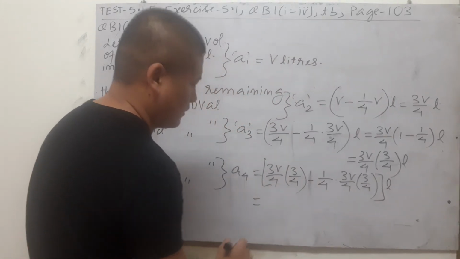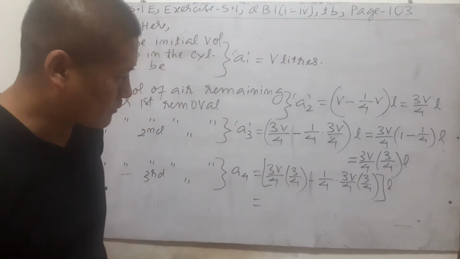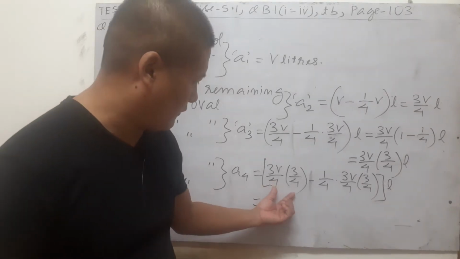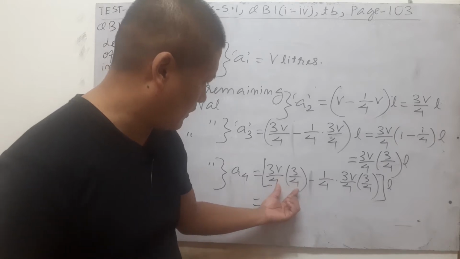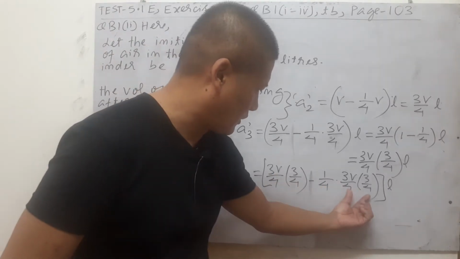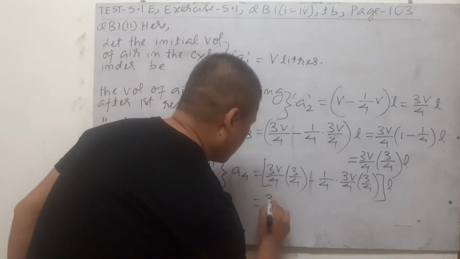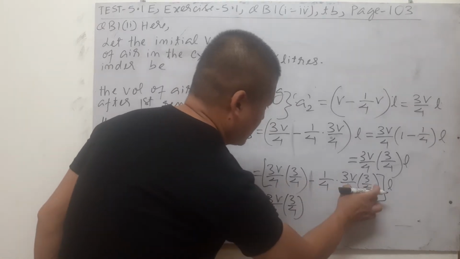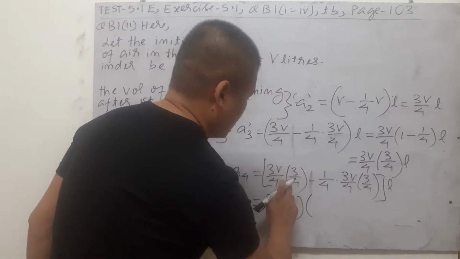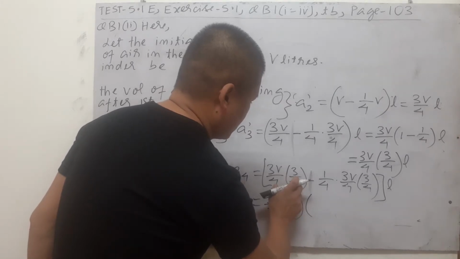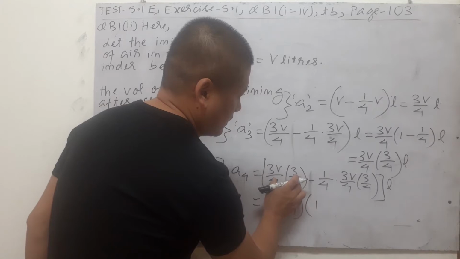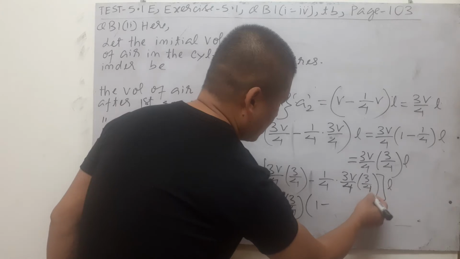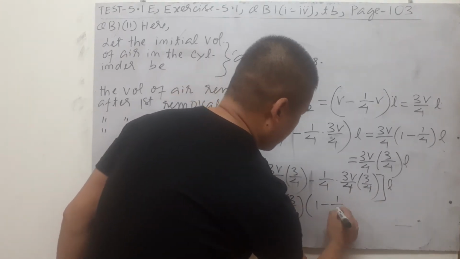So that will be equal to, you see here, 3V/4 into 3/4 is common, so you can take that out. 3V/4 into 3/4 is common in both, exactly the same. Into 1 is this, minus 3V/4 into 3/4 which has been taken out. So this is out, and inside will be 1/4.